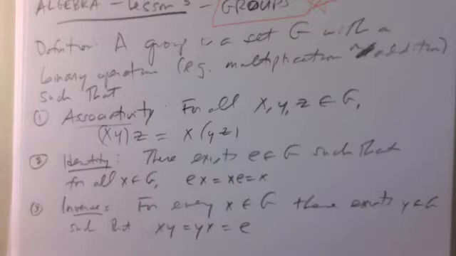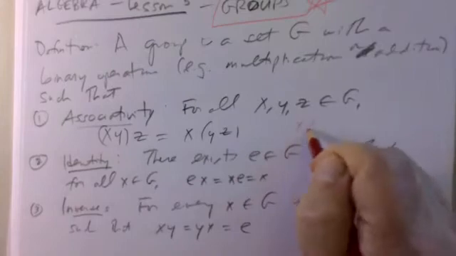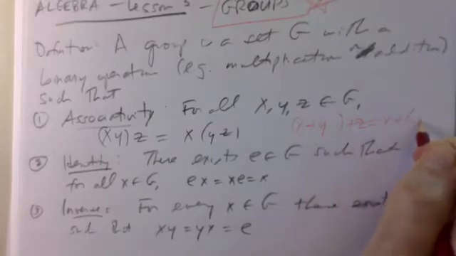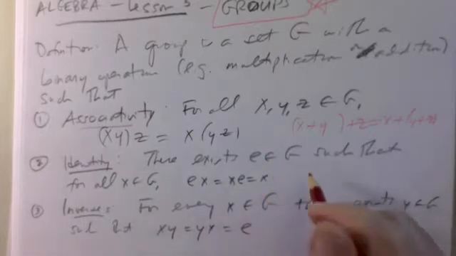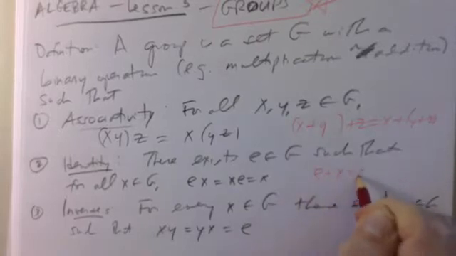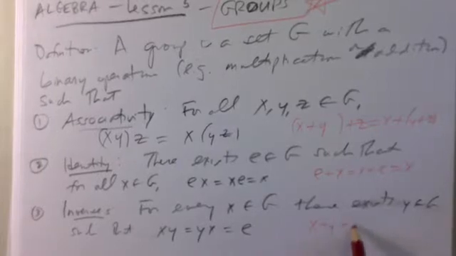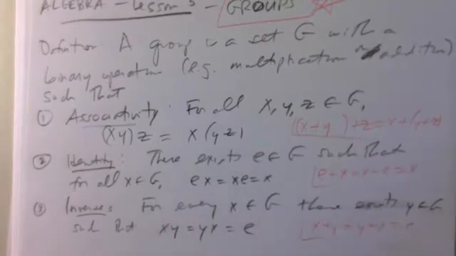Now, if we were to write these properties in additive notation, associativity would say if you take x plus y plus z, that's x plus y plus z. And the existence of an identity in additive notation would mean that e plus x and x plus e equals x. And the existence of an inverse in additive notation means x plus y and y plus x are equal to e. So this is how you would write these properties using additive notation.